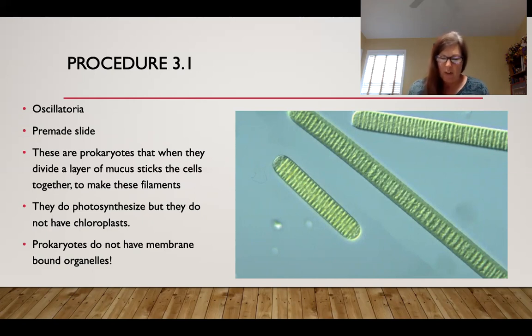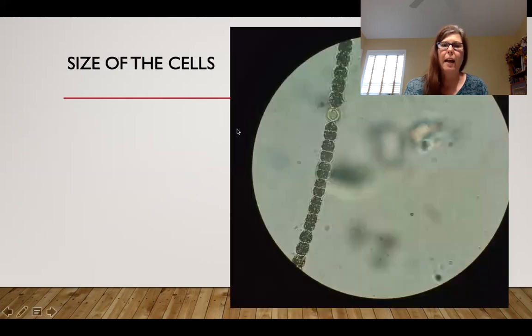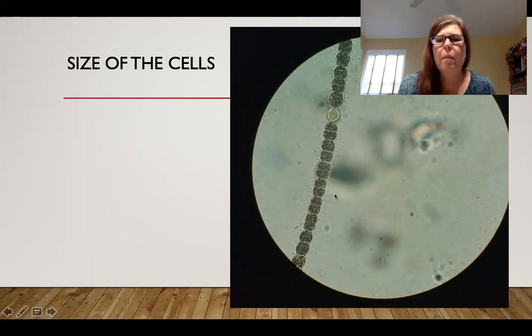Then the questions ask you to draw the specimen, and so we have a picture here, to include as much detail as possible. And then it says, based on what you observed with your microscope, can they be measured accurately? The next slide I have is a picture of Oscillatoria, and this one's really magnified, but we can see the individual cells here.